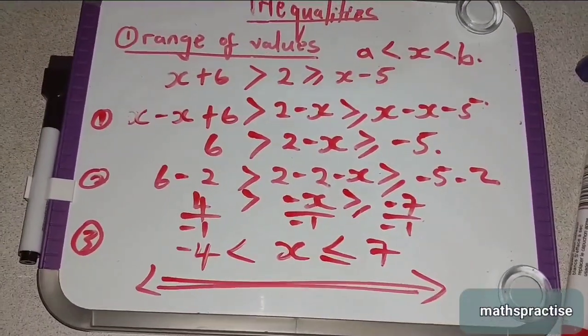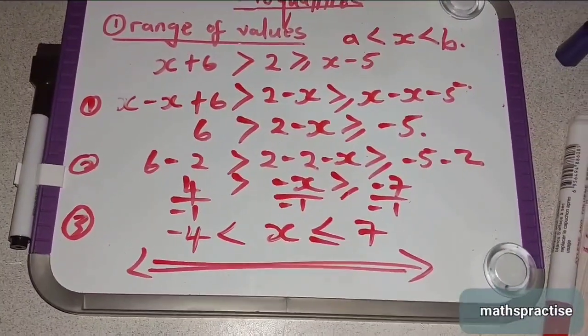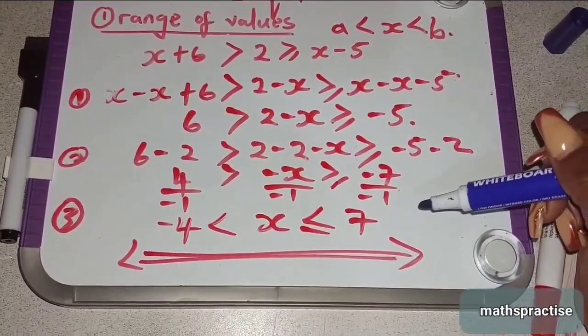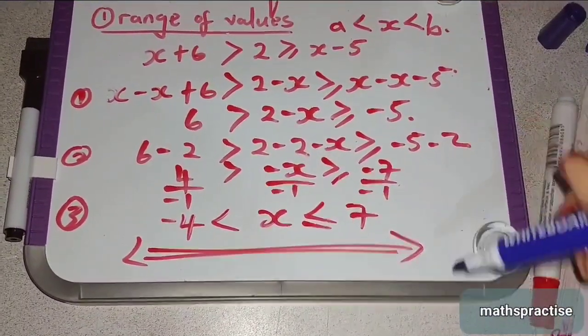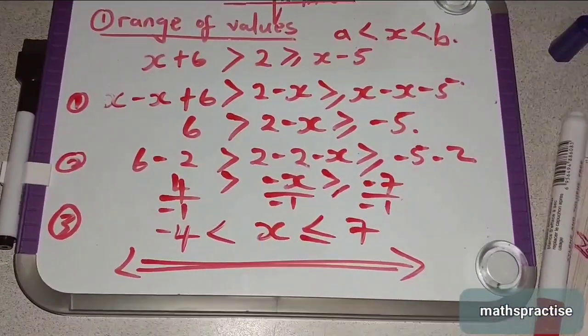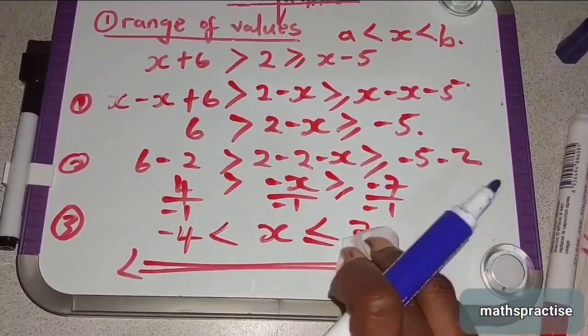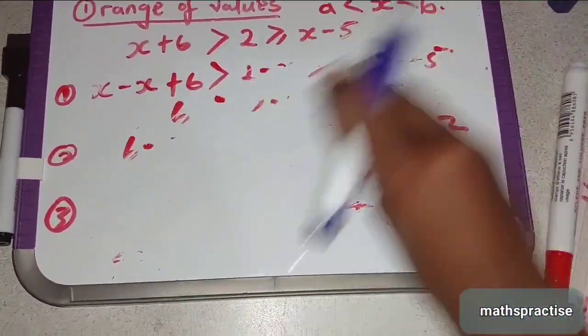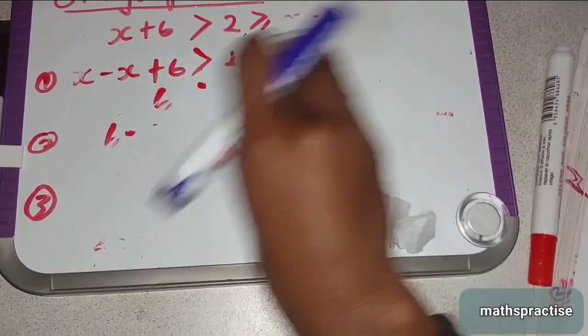Now that we have found the range of values, the next thing that you will usually be asked in the question that follows is to express this on a number line. Okay, let's do this.